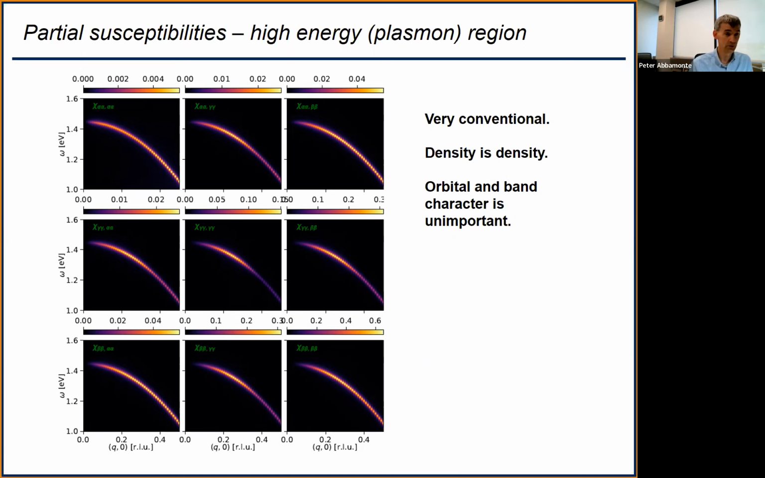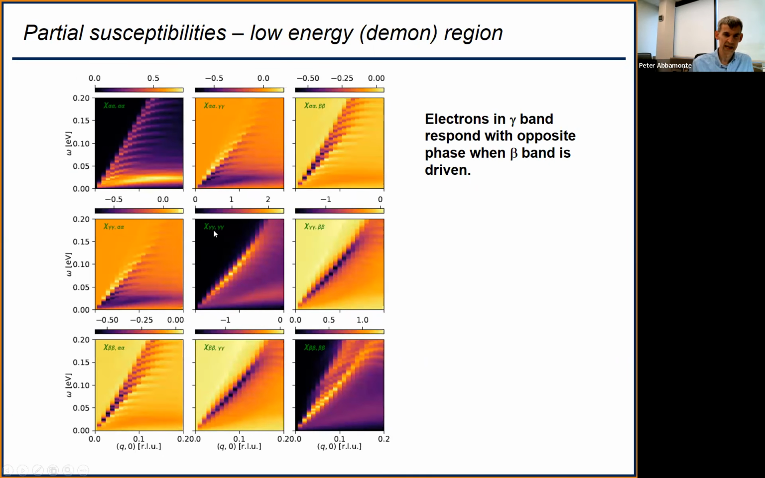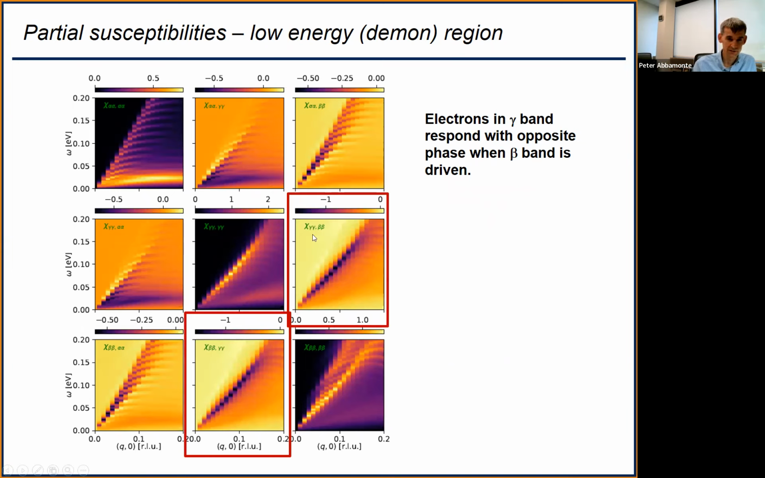If you look at the gapless mode, though, things are different. So if I look at the gamma-gamma channel or the beta-beta channel, then I can see this mode in both of those channels, and it has the same sign. But if we look at the off-diagonal channels, so this would be where I drive the beta electrons and look at how the gammas respond, these things have the opposite sign. And that's really, from the RPA point of view, a smoking gun. It means if I drive the beta electrons, the gamma electrons respond 180 degrees out of phase from the way they would respond if I drove the gamma electrons themselves. And that means this collective mode is really an out of phase mode of those two subbands.